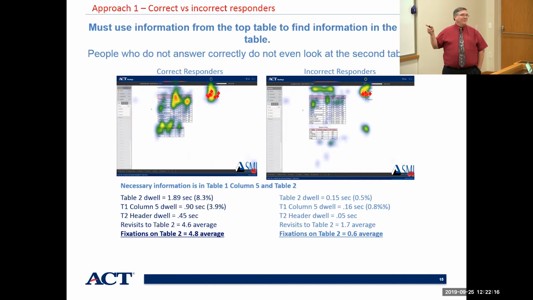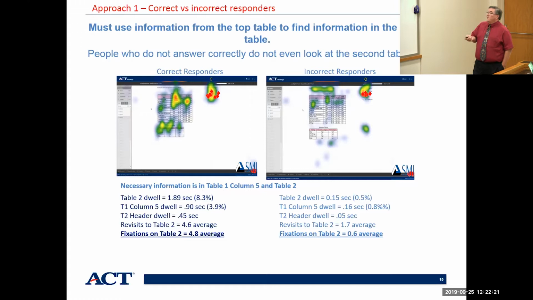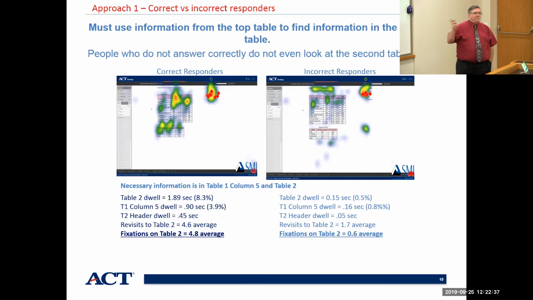And the other thing is that here's an example of all the quantitative data you can do. The percentage of time that they dwell on the second table is 8.3% for the people who get it right, and 0.5% for those who get it wrong. I showed this to one of our psychometricians and said, I haven't done a t-test to show if this is statistically significant or not. There were 19 people in this study. It's like, I don't need a t-test to look at that graphic and those numbers to know that there's a significant difference, whether it shows up as statistically significant or not. It is definitely an obvious one.